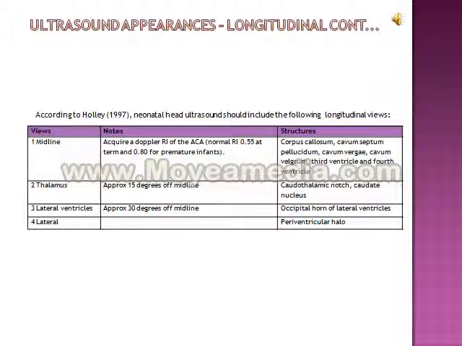Neonatal head ultrasound should include the following longitudinal views. 1. Midline. 2. Thalamus, approximately 15 degrees off midline. 3. Lateral ventricles, approximately 30 degrees off midline. And 4. Lateral. The table shown on this slide lists the structures seen in each view.